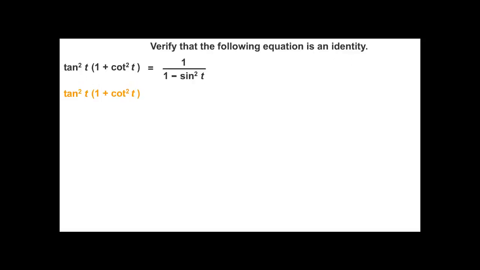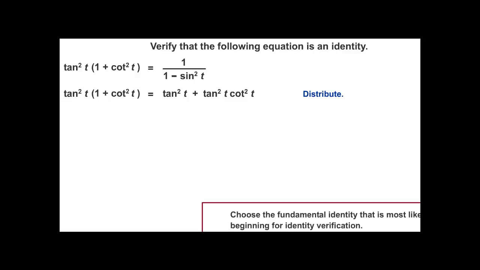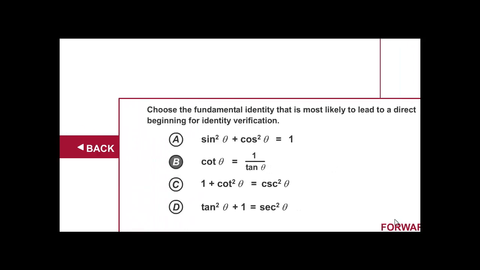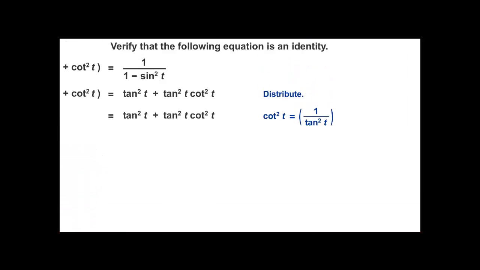Beginning with the more complicated side, let's distribute the square of tangent t. Now it's time to use one of the fundamental identities in our verification process. Which one should we choose? We use the fundamental identity that replaces the cotangent of an angle with the reciprocal of its tangent.